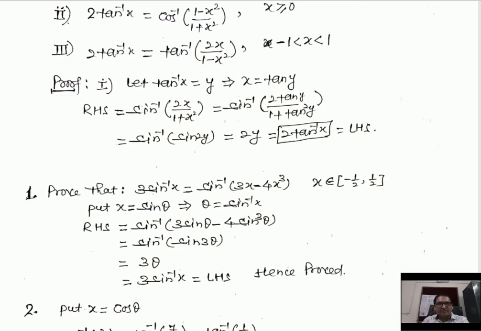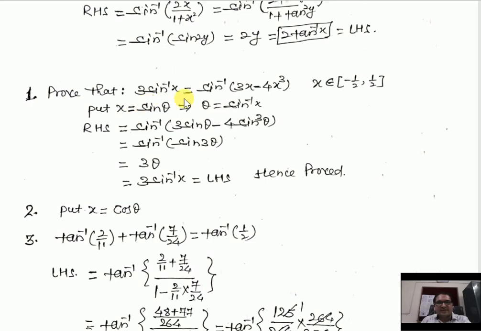Now question number 1, exercise 2.2. Prove that 3 sin inverse x is equal to sin inverse of 3x minus 4x cube. Now in this exercise you must know the formula of sin 3x, the formula of cos 2x, and the formula of cos 3x, which you have already learnt in 11th standard.